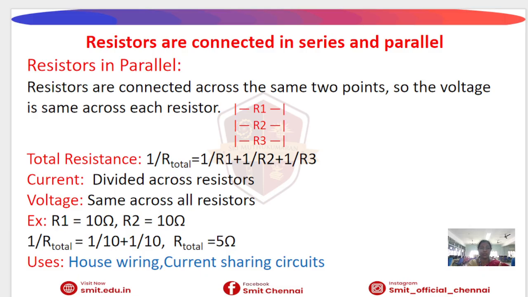Here also we have a small problem. R1 is equal to 10 ohm, R2 is equal to 10 ohm. So 1 by R1 plus 1 by R2 is what? 1 by 10 plus 1 by 10. So R total is equal to 5 ohms.